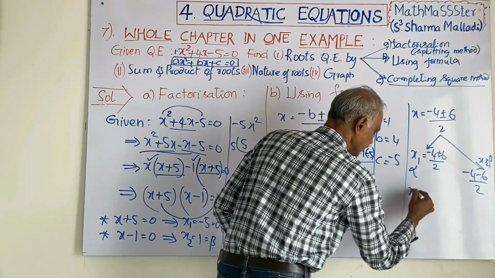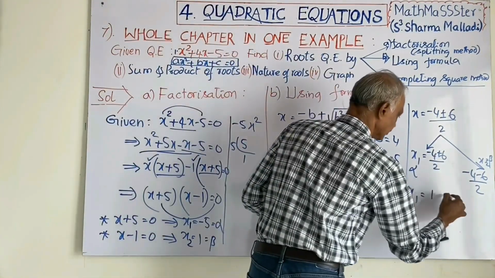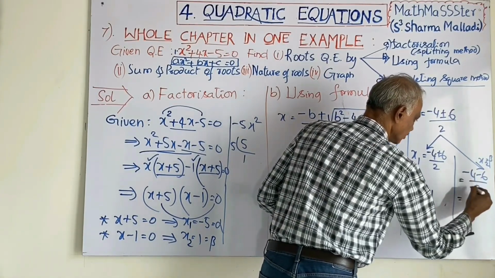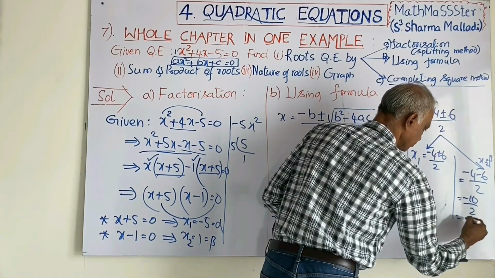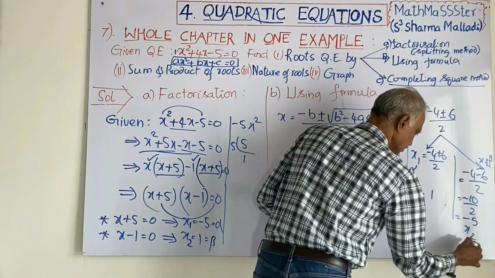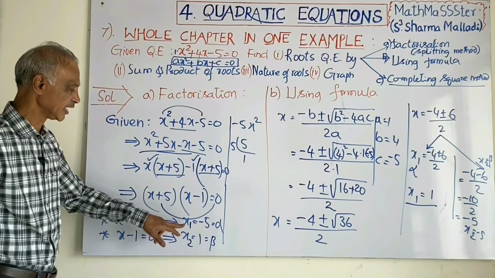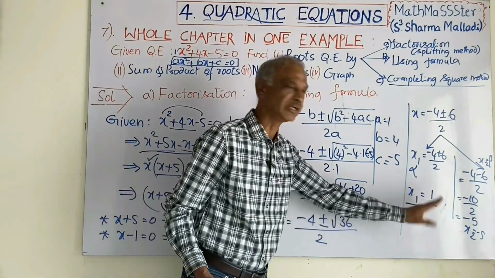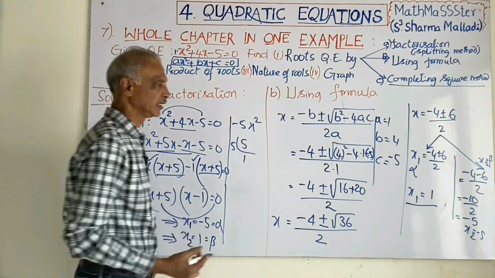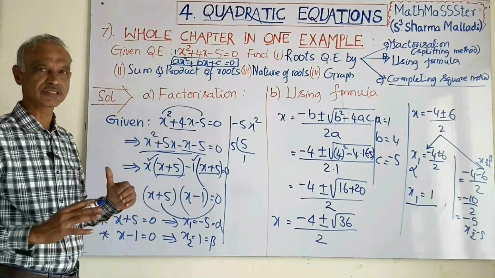See, alpha, x1, is equal to minus 4 plus 6, 2, 2 by 2 is equal to 1. And another root: minus 10 by 2, means minus 5. This is x2. The value of x2 is minus 5, and x1 is 1. Here you got 1 first, no problem. Anyway, you got the same roots, minus 5 and 1. Both roots are the same. Yes, our answer is true.